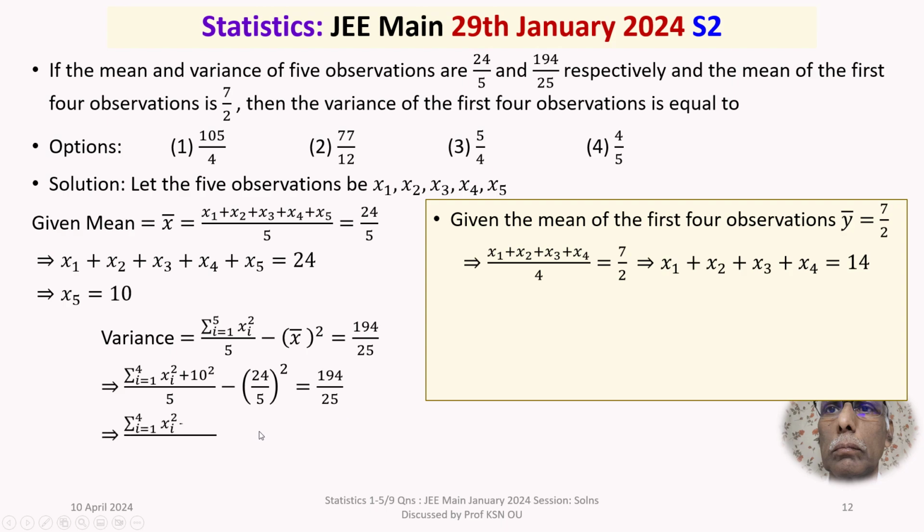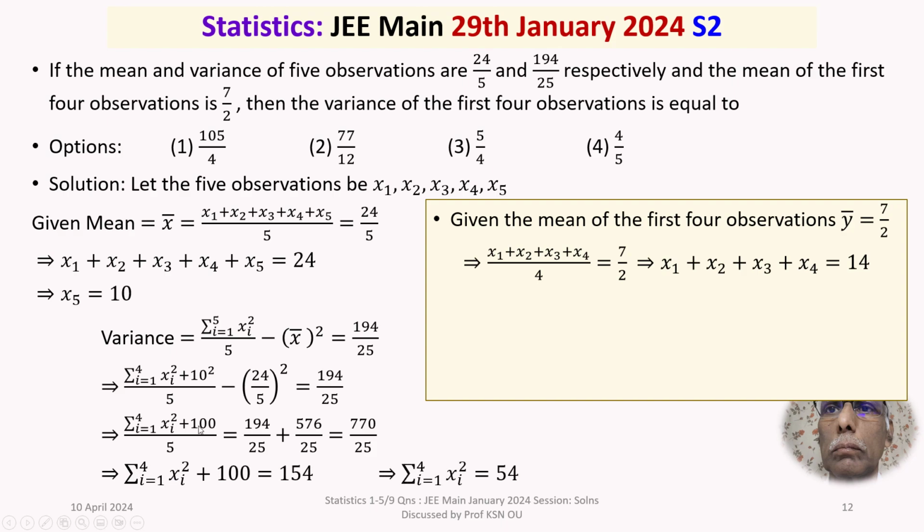Simplify. So if you simplify, sigma i is equal to 1 to 4 xi square plus 10 square, which is 100, by 5 is equal to 194 by 25 plus 24 by 5 square, that is 576 by 25. When added, it is 770 by 25. Right. So you will get sigma i is equal to 1 to 4 xi square plus 100 is equal to 770 by 25 multiplied by 5, that is 154.